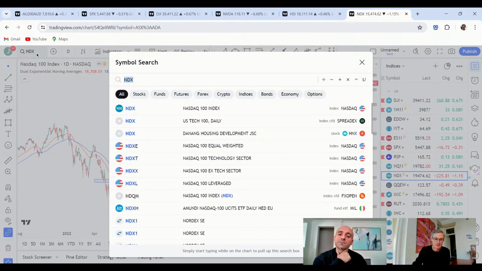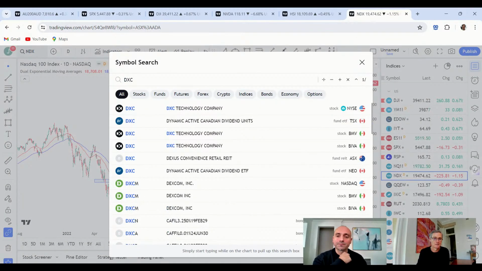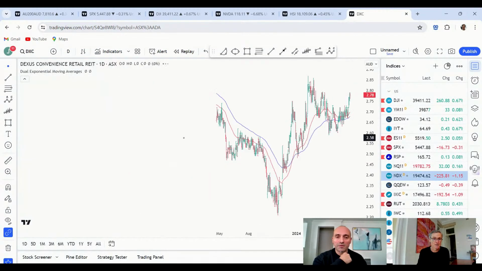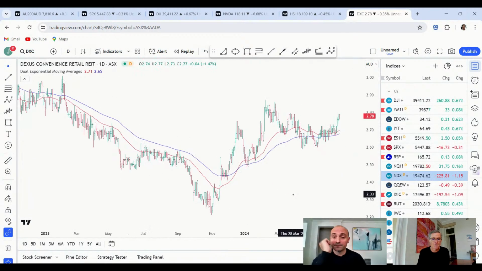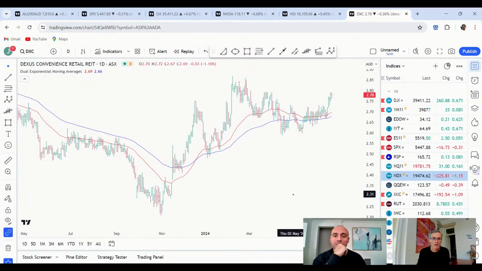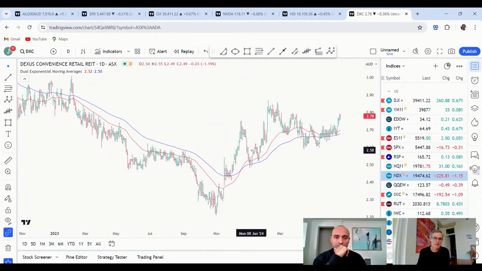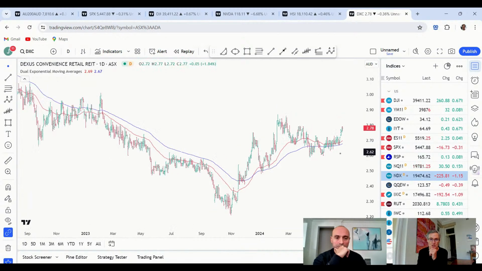DXC. DXC, is that it? Dexus Convenience? Looks like it, yeah. I looked at this a while ago when it turned up in the Motion Trader signals. I'm not sure when it was. Maybe I was talking about it around March, where it just pulled back to the averages. Looked like maybe it was going to get going, but it went more sideways.